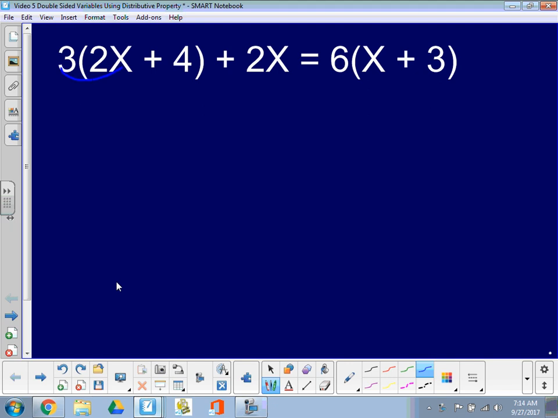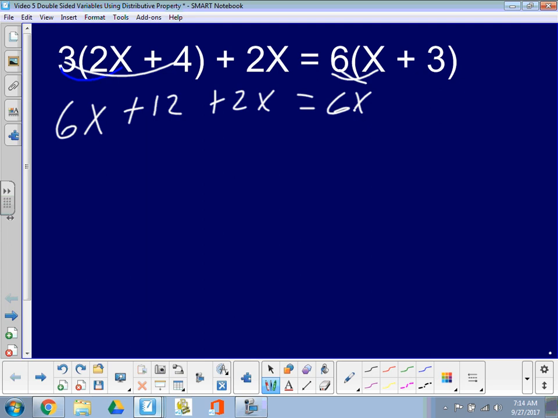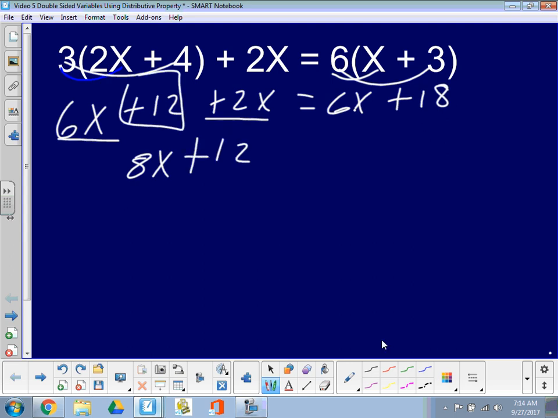3 times 2x, which is going to give us 6x. 3 times positive 4 is plus 12. Plus 2x is equal to 6 times x is 6x, and 6 times 3 is plus 18. Now, when we combine like terms on the same side of the equal sign, in a couple of the previous videos I talk about this more, but I can only combine like terms with each other. So x's with x's. 6x plus 2x is 8x. Bring down my plus 12, is equal to 6x plus 18.